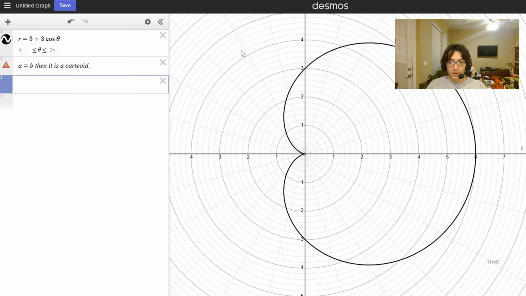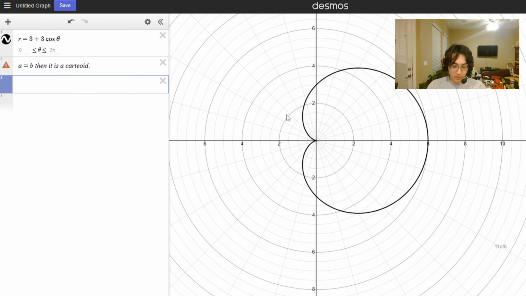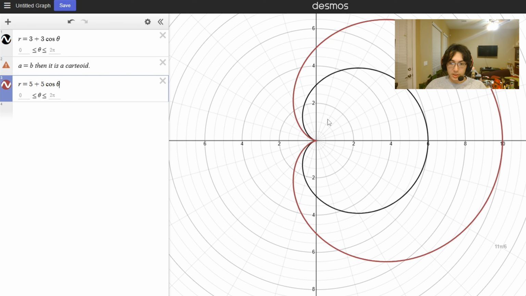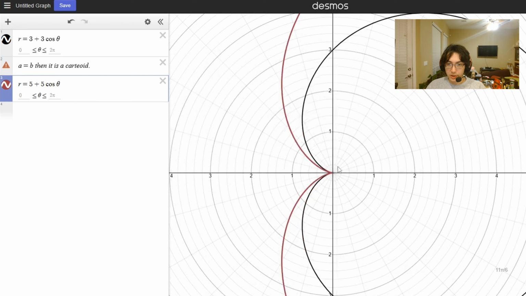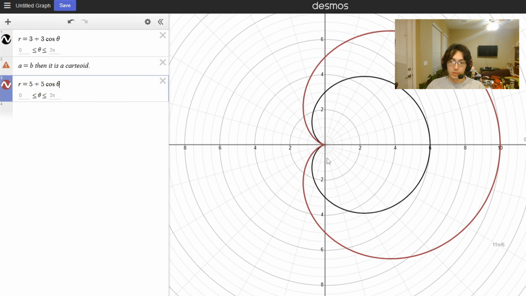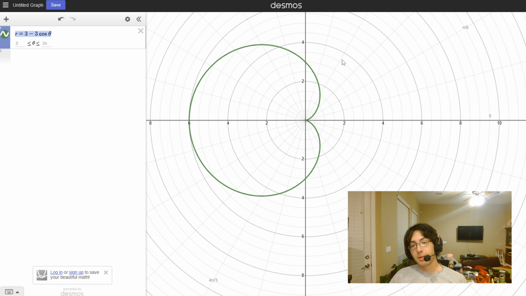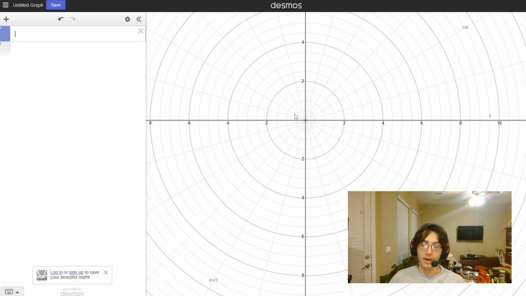Now we can graph another example. Let's say we do 5 plus 5 cosine theta. It will also converge at 0. It's still heart shaped. There's no loop, there's no dimple, which we'll get into in just a moment. Remember, for limacons, you can always think of the front face as being the longer side, but we'll be able to see that more clearly with our next graph.